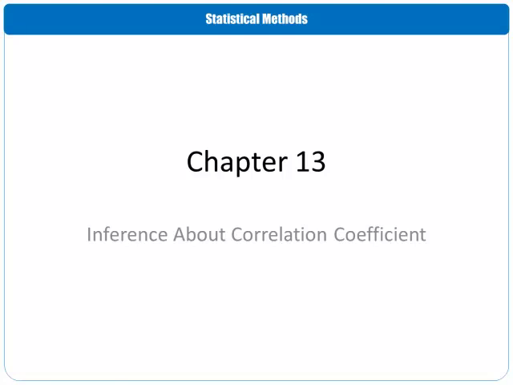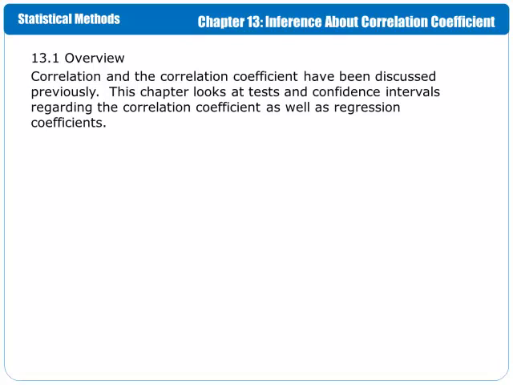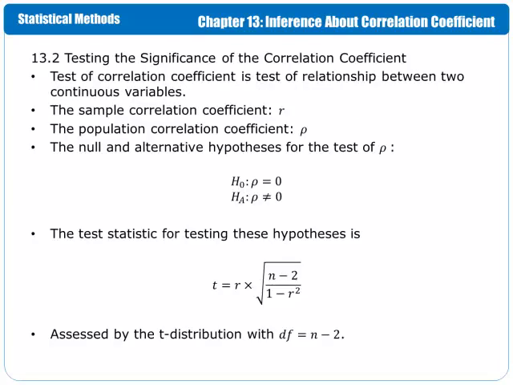Chapter 13, Inference about Correlation Coefficient. Correlation and the correlation coefficient have been discussed previously. This chapter looks at tests and confidence intervals regarding the correlation coefficient as well as regression coefficients. A test of the correlation coefficient is a test of the relationship between two continuous variables.